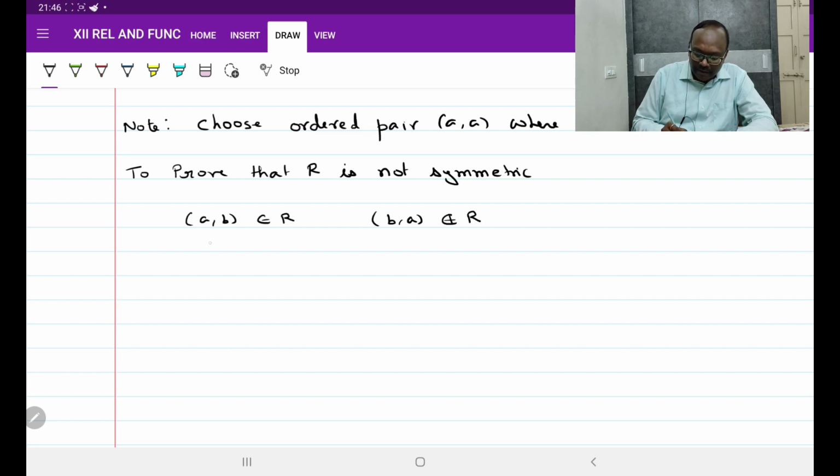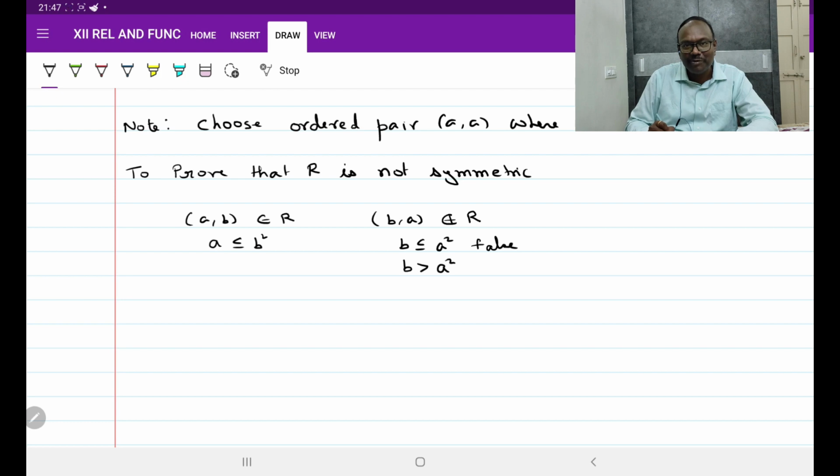Which means a should be less than or equal to b square, and b less than or equal to a square should be false. Which means b should be greater than a square. So if you are able to choose an example of an ordered pair (a, b) where b is greater than a square, then we can prove that the pair (b, a) does not belong to R, and hence the relation is not symmetric.